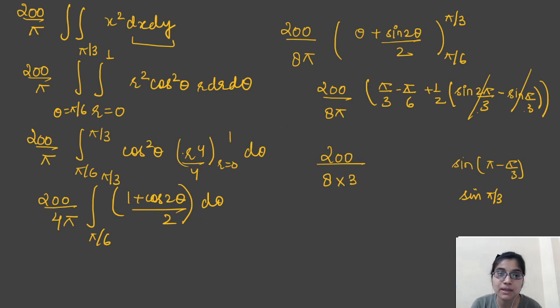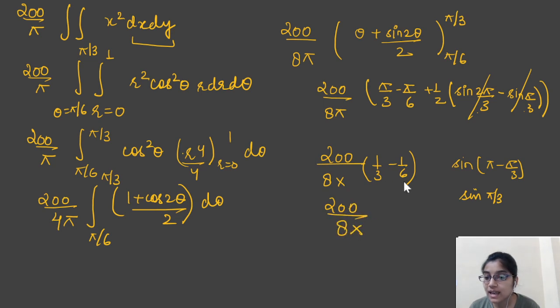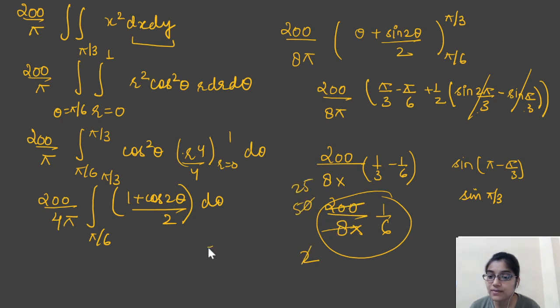Okay, just give me 1 minute. This is going to be your 1 by 3 minus 1 by 6. So this is going to be 200 by 8, and you will take LCM 6. So 2 minus 1, that is 1 by 6 only. Now you have to solve it. So you can solve it by cancelling by 2. So 4. Then this is going to be 50, then you got 25. So the answer is coming out to be 25/6.